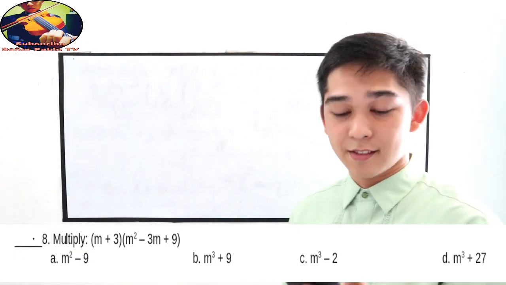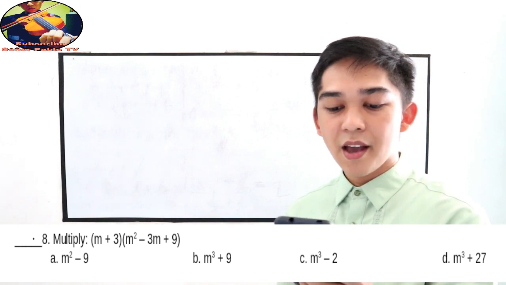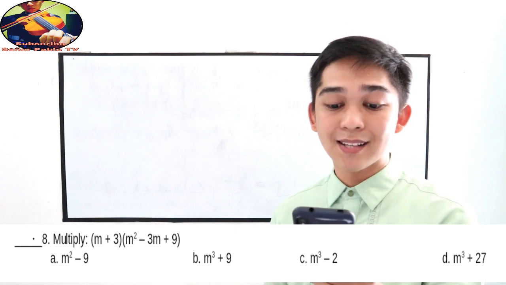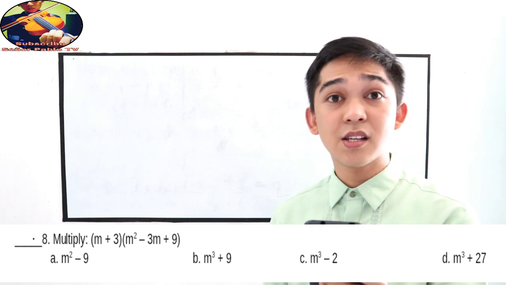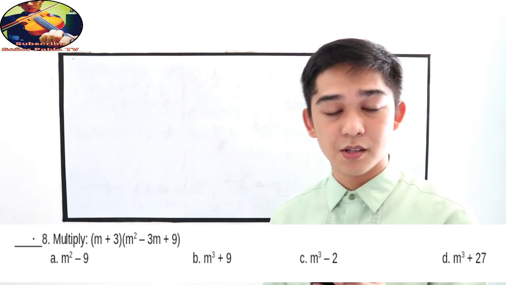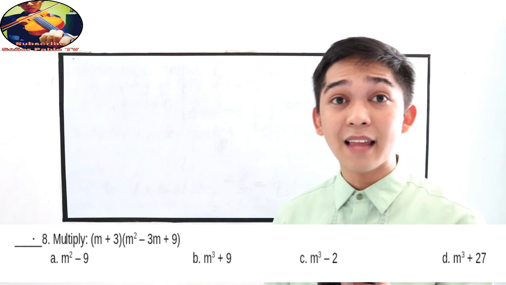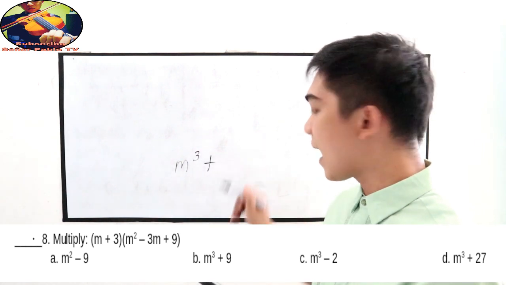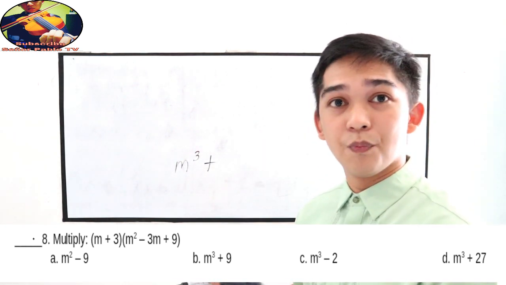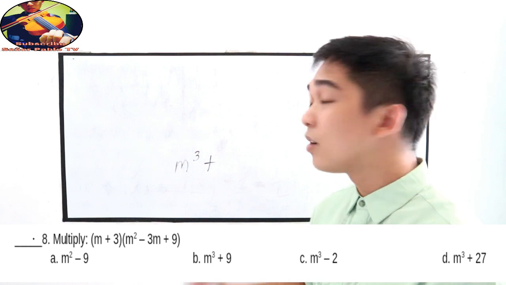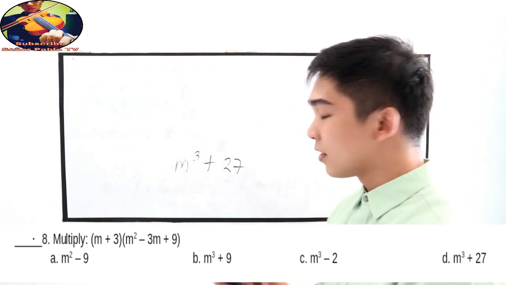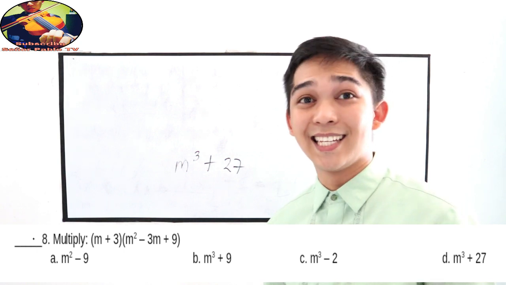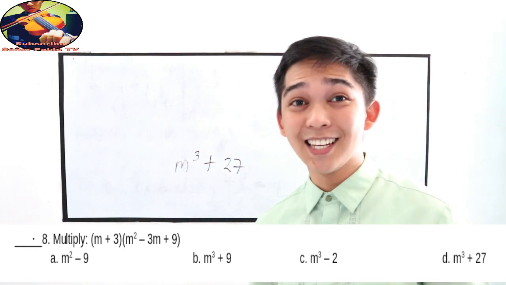Next, number 8. Multiply m plus 3 times m squared minus 3m plus 9. So this is the sum of two cubes. So yung binomial natin, i-cube lang natin. So that is m cubed plus 3 cubed. 3 times 3 times 3, which is 27. So m cubed plus 27 is letter D. Number 8 is D as in dog.